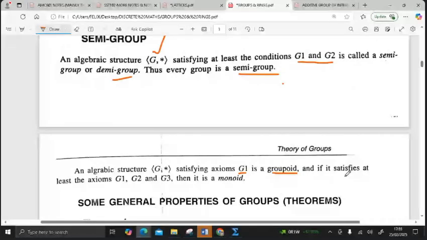We know very well that it doesn't satisfy the existence of an identity element, so it is not a group here.